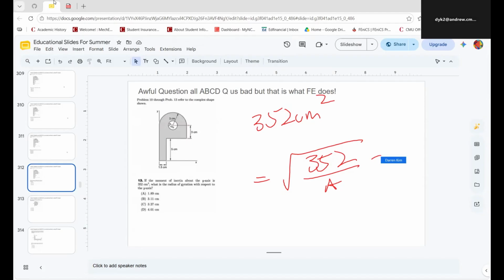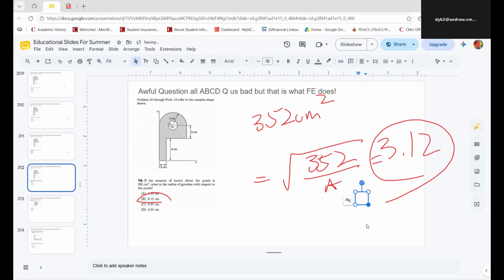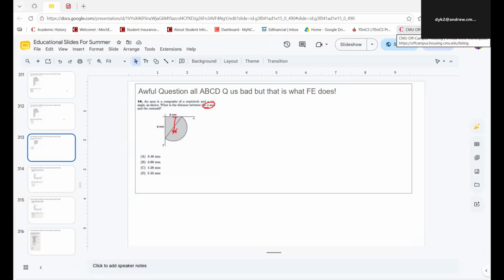All right, so I get equal to 3.12, which I'm assuming is B, because that's probably the right answer. I rounded. I could have double checked the area, but I didn't. This is asking for what is the centroid to the x-axis over here. And you ask me, how do you get that?